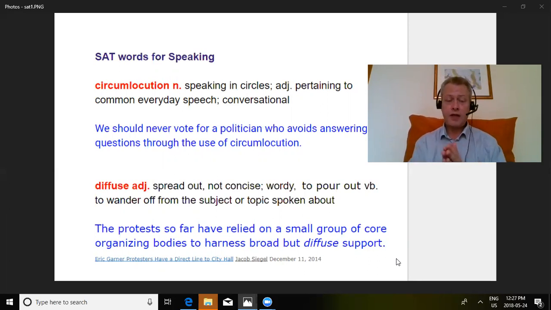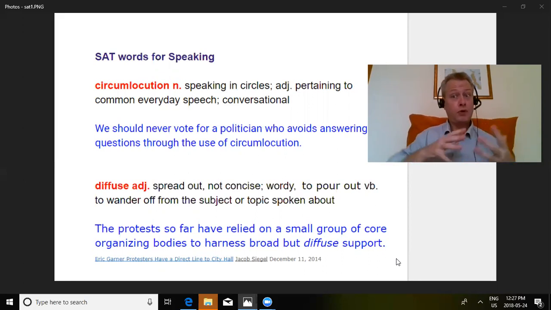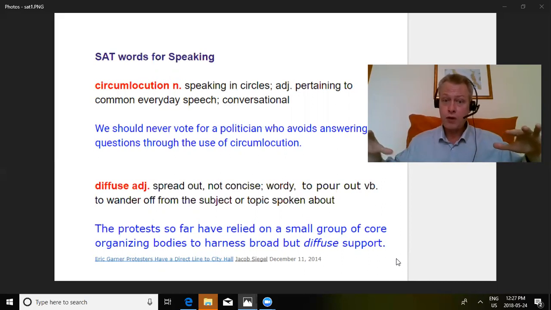So we can look at our sentence here. The protests so far have relied on a small group of core organizing bodies to harness broad but diffuse support. Okay. We might think of computers with the elections and being able to target specific groups, small but diffuse support, sometimes not very clear or concise.